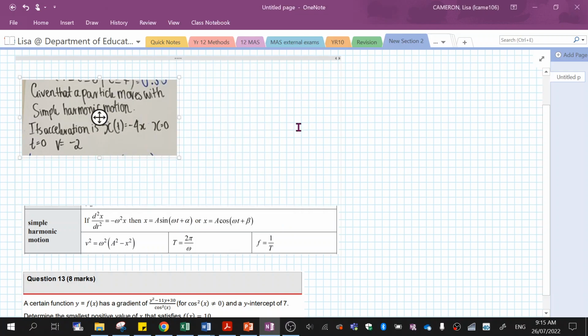Okay, so this simple harmonic motion question is missing the actual end bit of it. That should say, determine the equation of displacement.